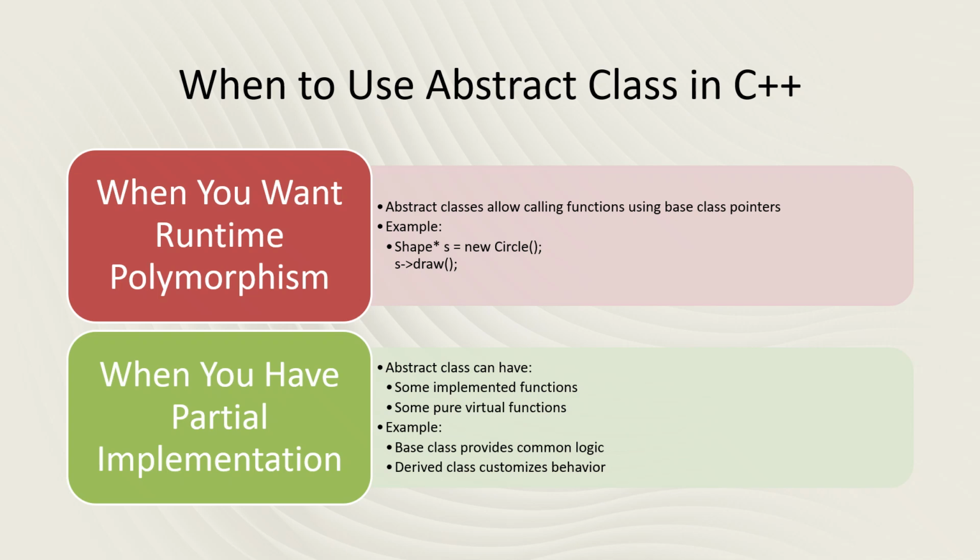An abstract class can have some fully defined functions and some pure virtual functions. This means we can reuse common logic and allow customization when needed. For example, a base class may have login logic, but derived classes define different authentication methods. This gives both flexibility and reuse.